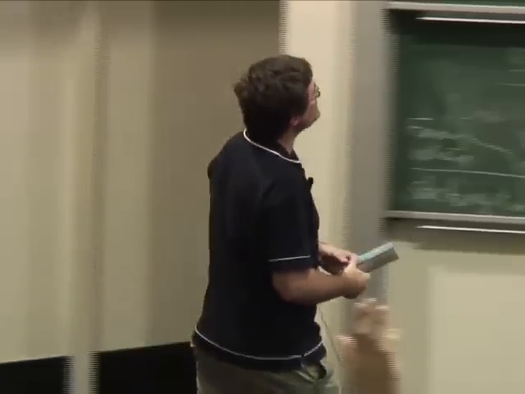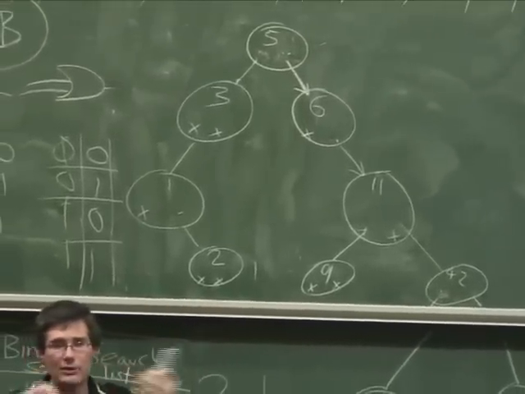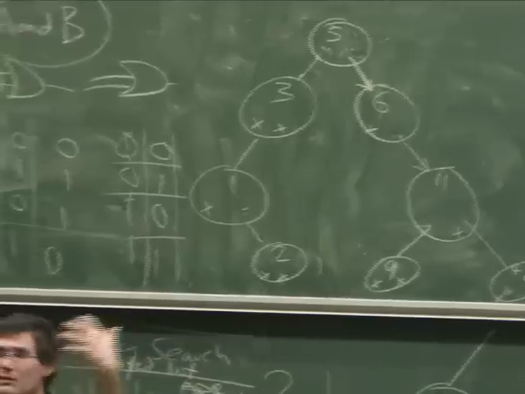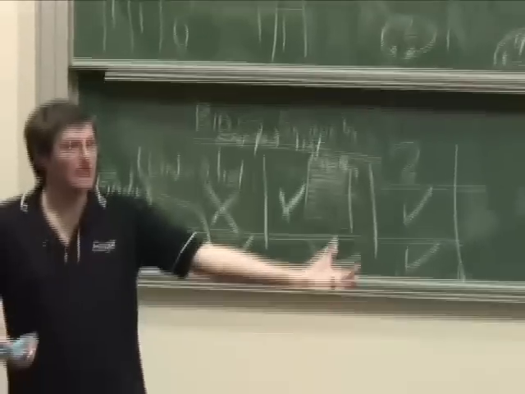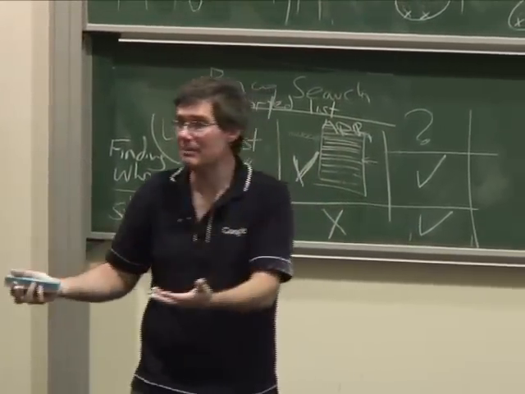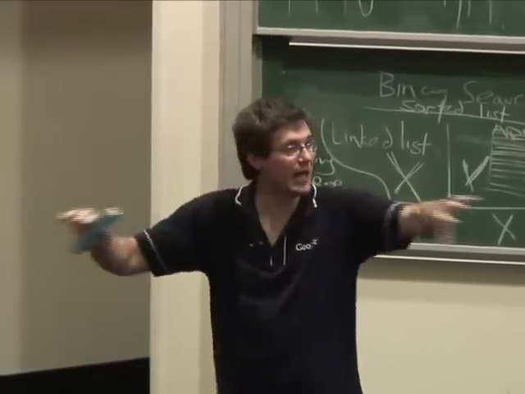And the tree always has the property that the tree is a recursive structure. The tree's either empty or it's got a value and it's got 2 child trees. And it always has this nice property that all the values in the left child tree are smaller than the parent and all the values in the right child tree are bigger than the parent. So if you're searching, you always get to this nice splitting in half thing.